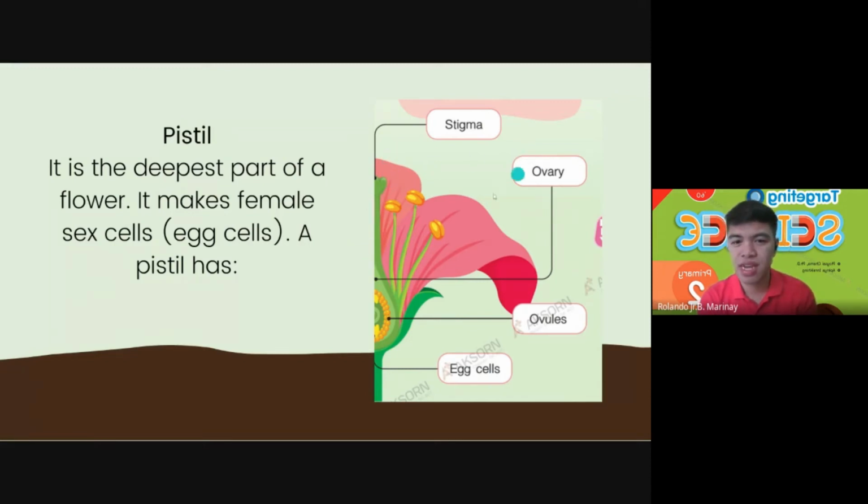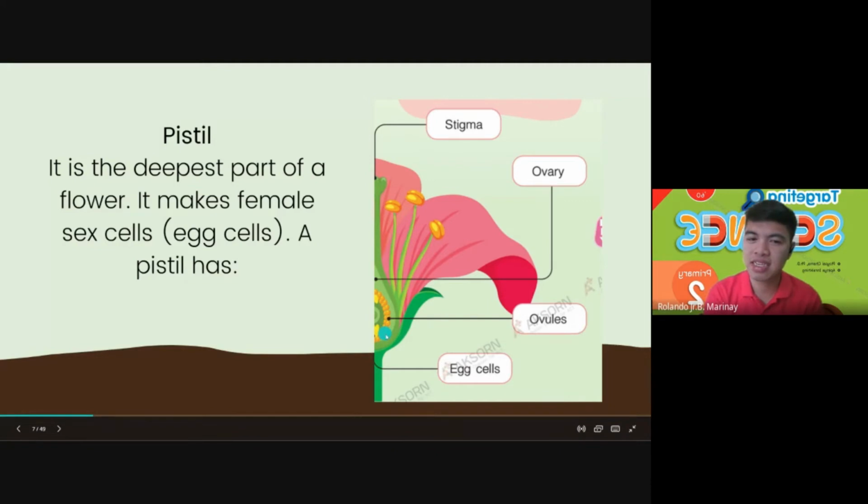The ovary is this part, the oval one. The ovules are the circle ones that surround the egg cells. The egg cells are in the middle of the flower. Okay?